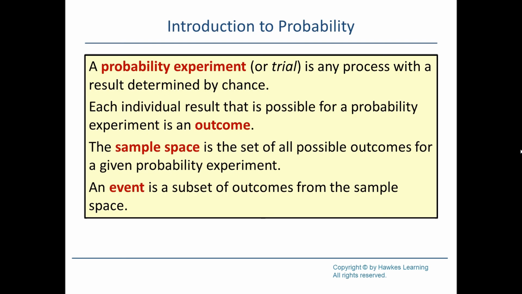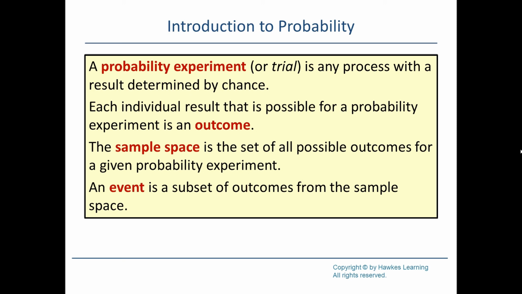So here's some terminology. A probability experiment or a trial is a process with a result determined by chance, such as flipping a coin. Each individual result that is possible for a probability experiment is an outcome. So there are two outcomes for the coin flipping. Outcome 1 is a head, outcome 2 is a tail. The sample space is the set of all possible outcomes for any given probability experiment. Therefore, the sample space is heads and tails, or heads comma tails.